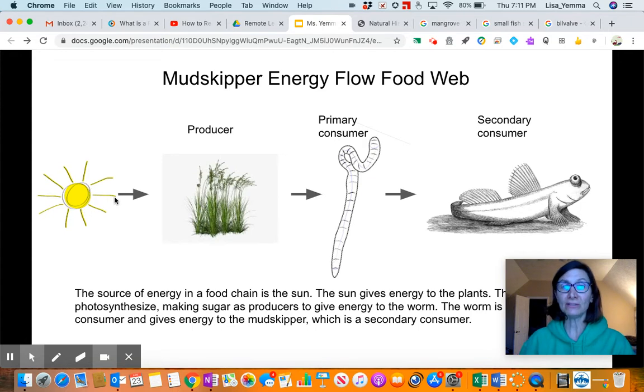So the sun gives energy to the plants. The plants then photosynthesize, using that energy to turn the sun's energy into sugar. That plant gives its energy to worms, and the way I give my energy is something's got to eat me. And that worm gives its energy to the mud skipper. The sun is the base of our food chain.